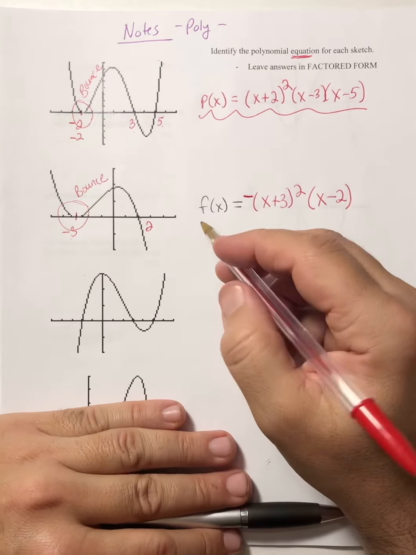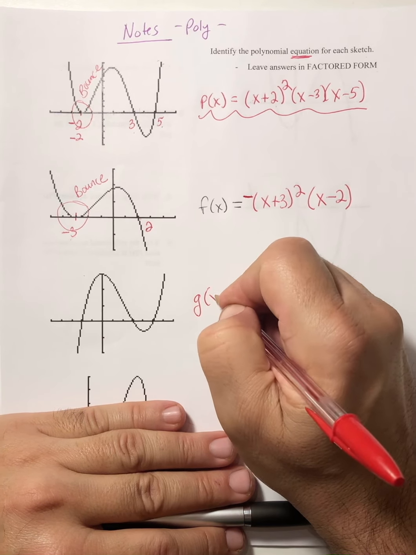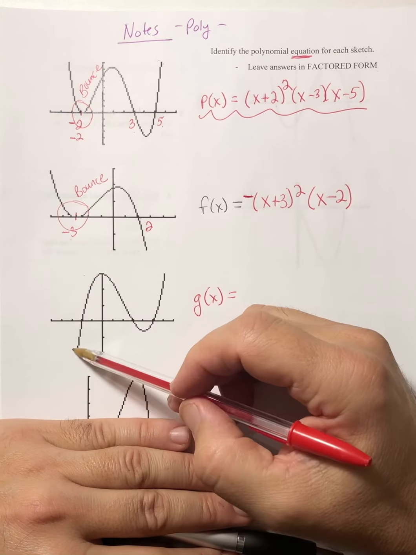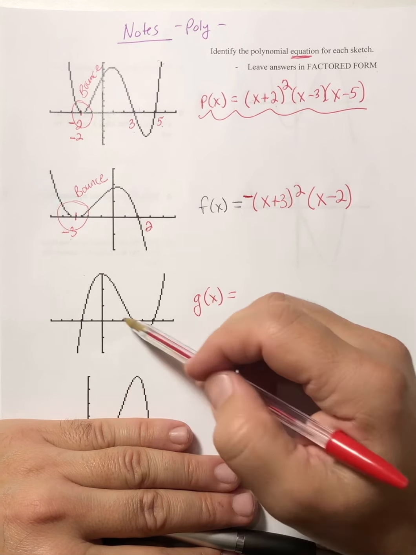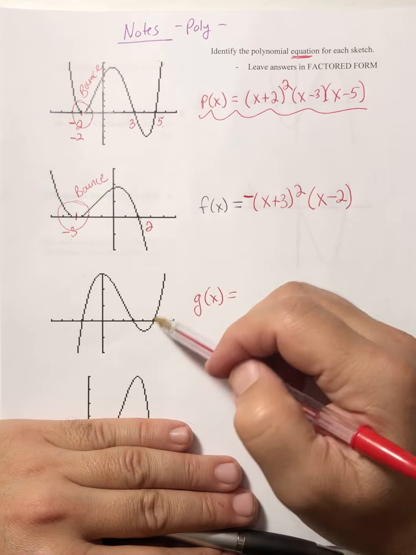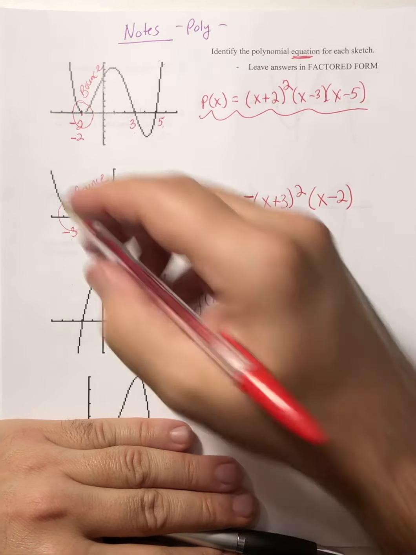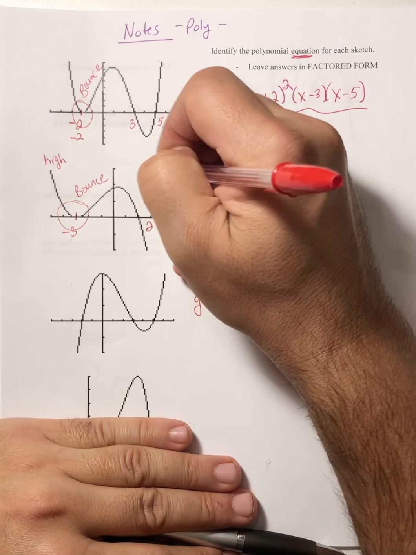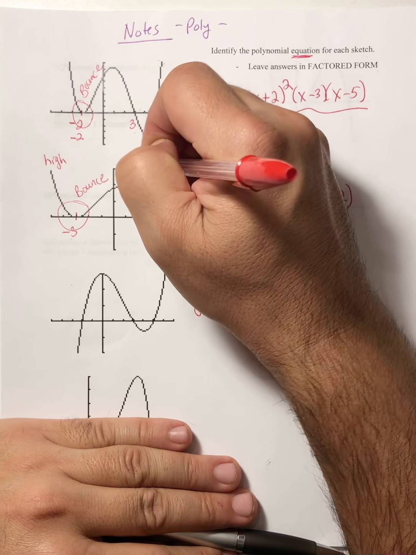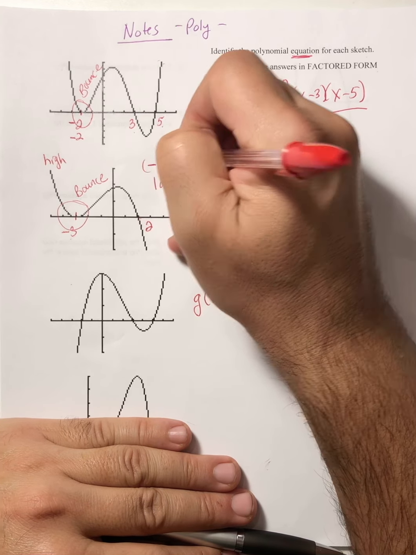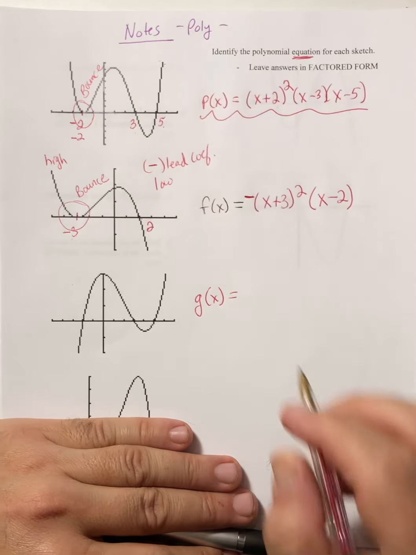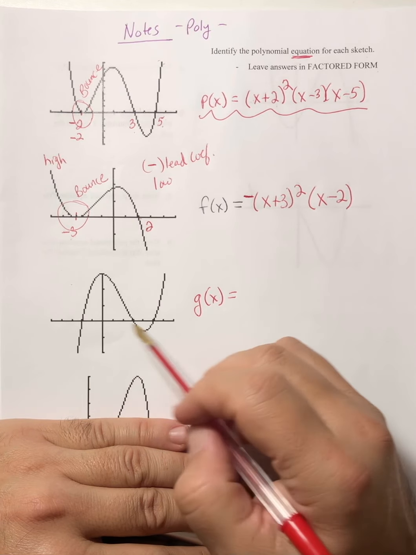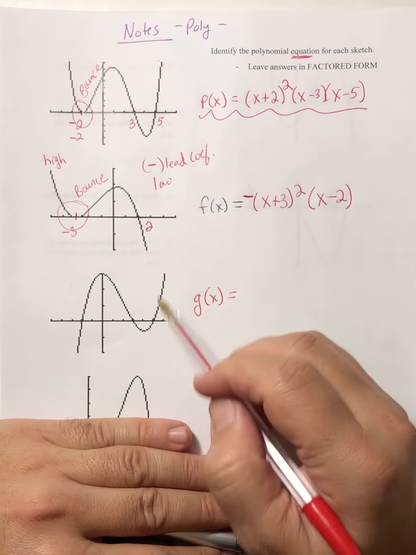All right, let's pick another letter. We'll call it g of x. Okay, so yes, this is low to high, so this is a positive lead. All right, positive lead. This one was high to low, so that was a negative lead coefficient. That's why there's a negative there. All right, this is positive. Are there any bounces here? No bounces, so we don't have to worry about that.